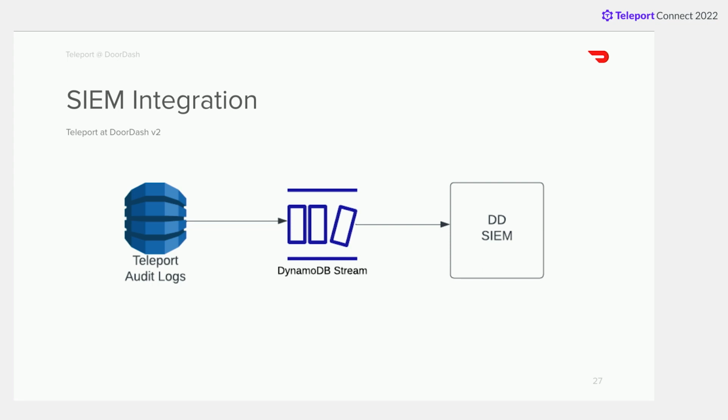Another change we made was more security oriented. We integrated our Teleport audit log Dynamo table with our SIEM setup. So basically we leveraged the DynamoDB table stream to stream our audit logs to our SIEM, basically giving security a little bit more of an ability to process and analyze what's going on in our Teleport world.